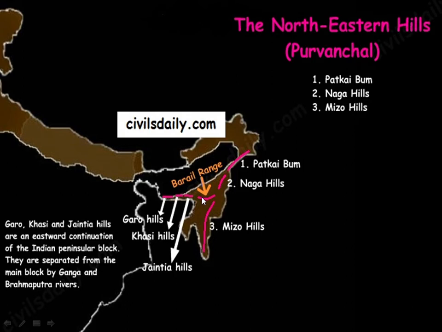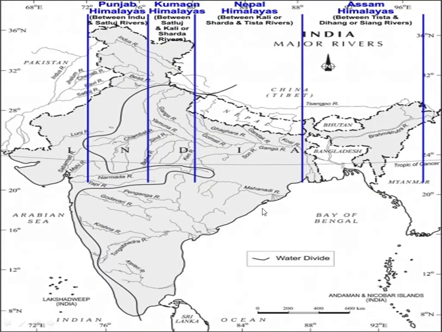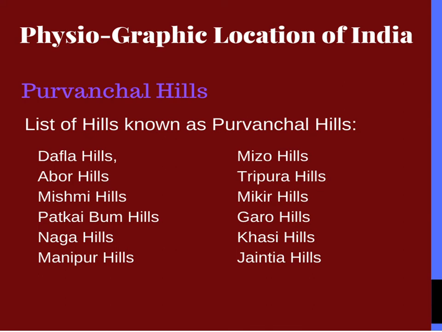Actually these hills are the eastward extension of the Indian peninsular block. But from this peninsular plateau, these hills were separated by the Ganga and Brahmaputra rivers. So the Ganga river is flowing here and the Brahmaputra river is flowing here. Because of this, the peninsular landmass was separated from these three hills. So these were the important hills. Along with this, we have Dafla Hills, Abor Hills, Mishmi Hills, Patkai Bum Hills, Naga, Manipur Hills, Mizo Hills, Tripura Hills, Mikir Hills, Garo, Khasi, Jaintia. So in this way, we can understand the different hills of Purvanchal.